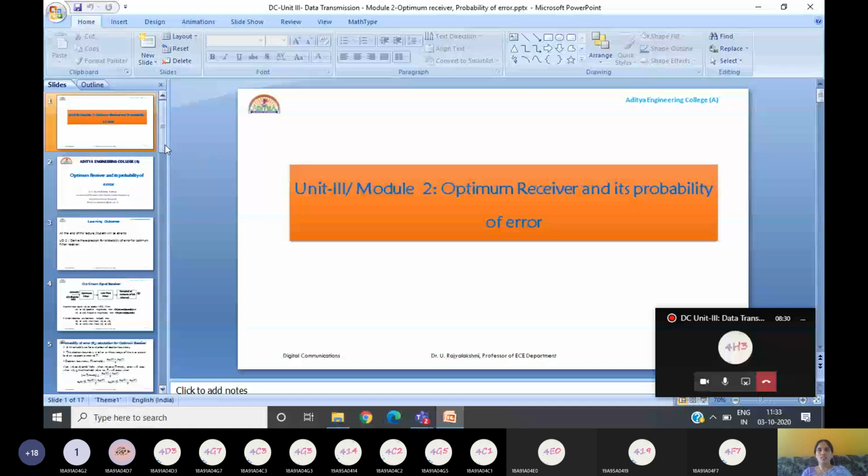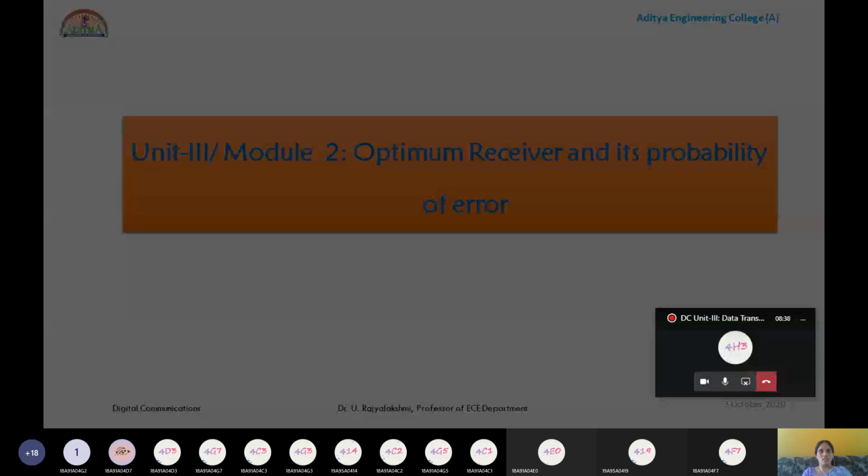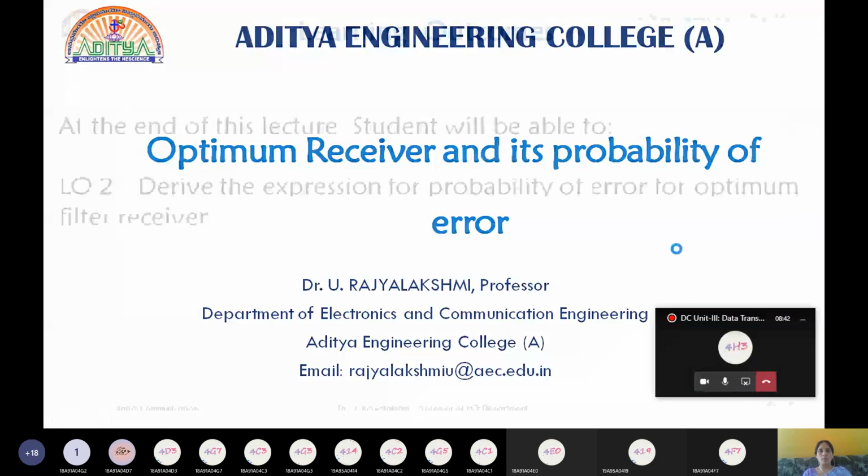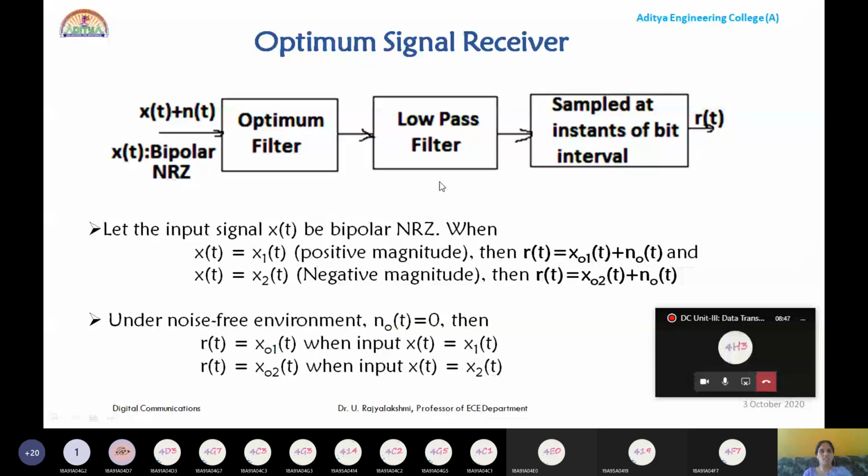Today we can calculate the SNR as well as the transfer function for the optimum receiver. In the last class, we have already calculated the probability of error for the optimum receiver. We completed that, and now we just have to calculate the value of SNR as well as the transfer function for the optimum filter.